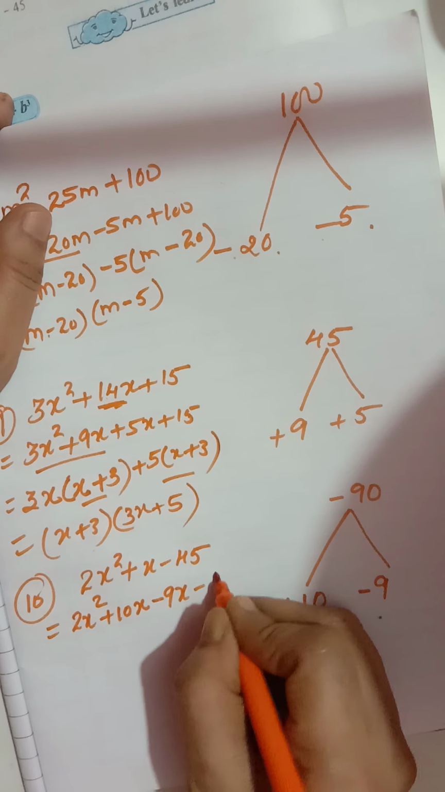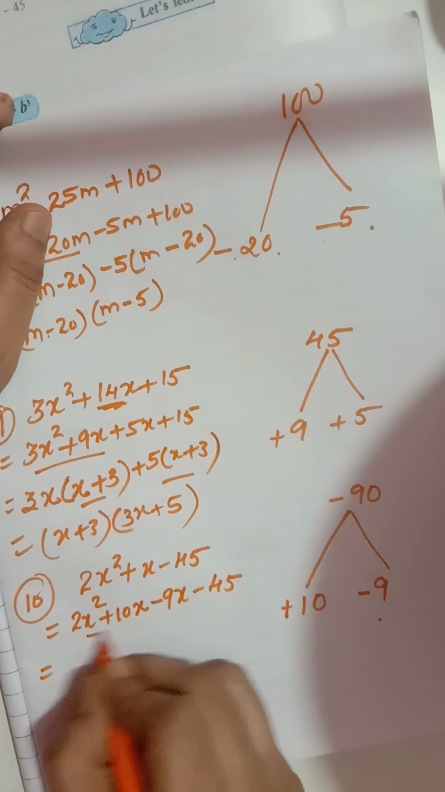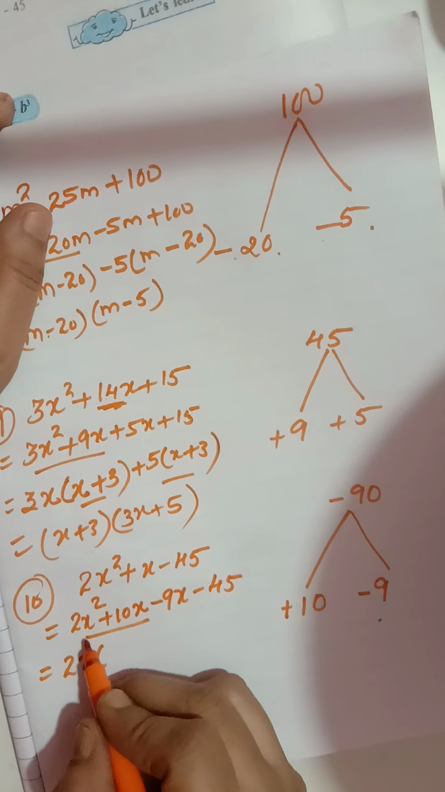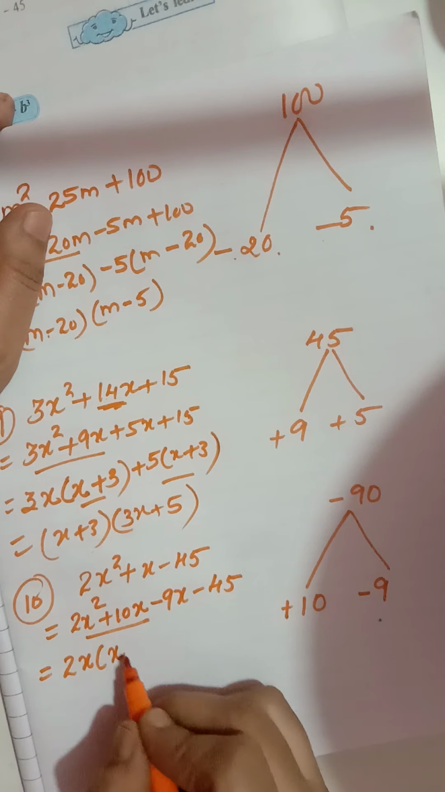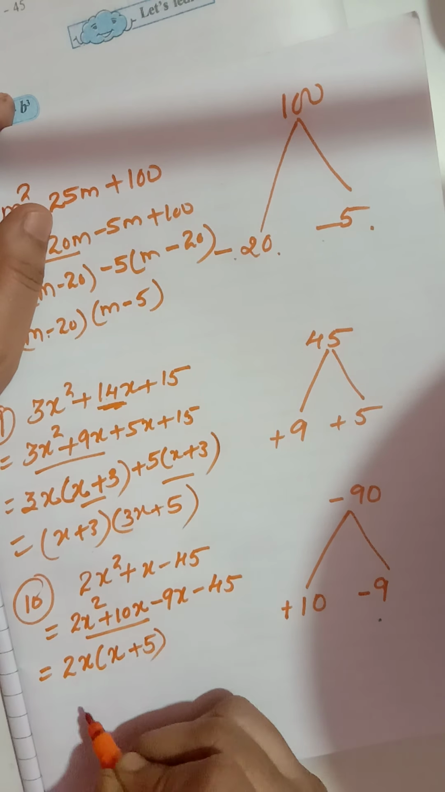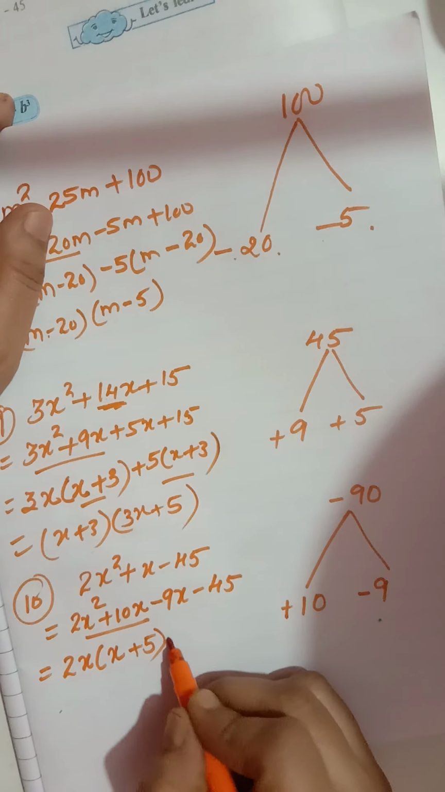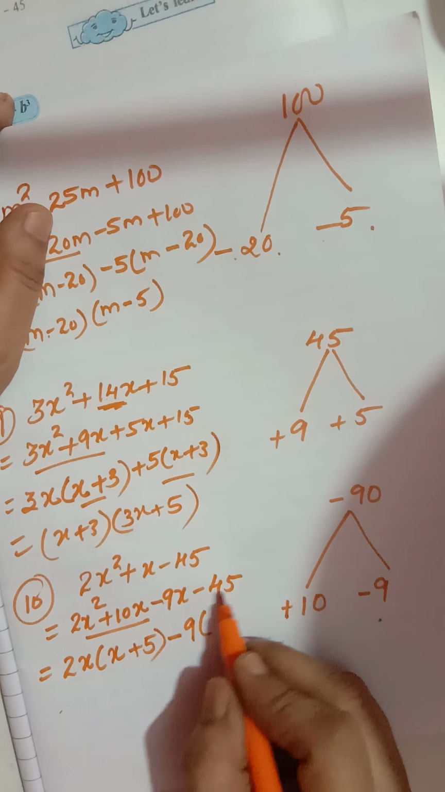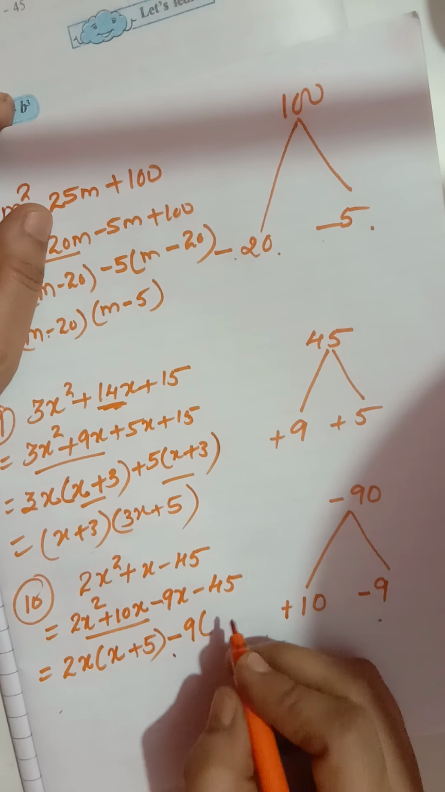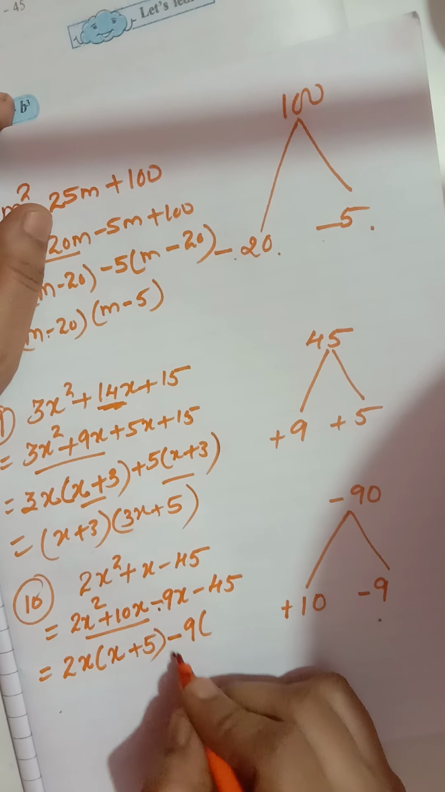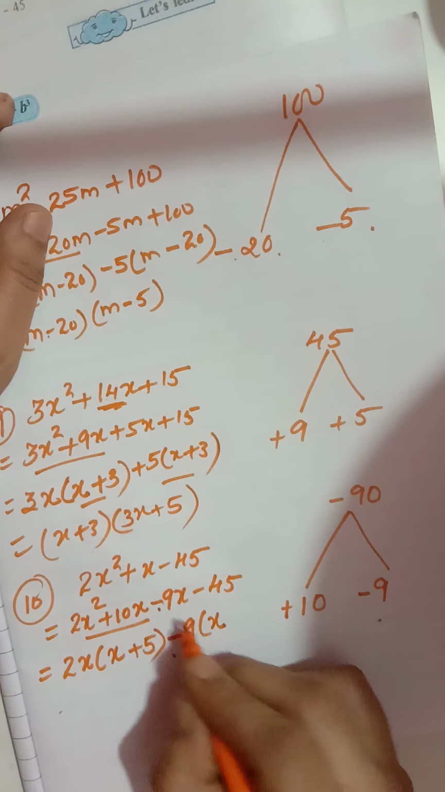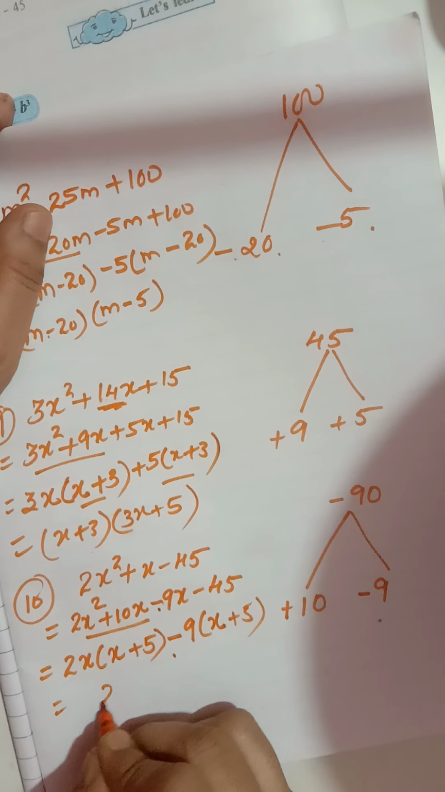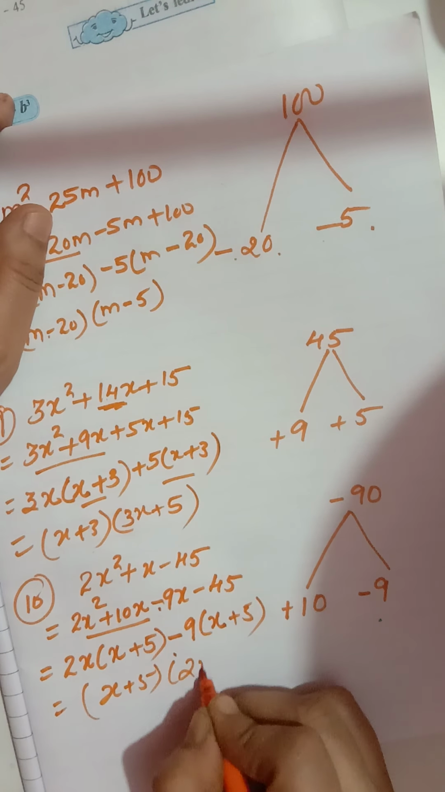minus 9x minus 45. Now from the first pair, 2 is common, x is common, 2x is common. What is remaining? Only x from here, plus 2 5s are 10. Now from here, minus 9 is common, x is not common, so minus 9 is common. Whatever sign is there in the middle, that you are taking out. Now what is remaining here? x. Since the minus sign is taken common, the sign changes, that becomes plus. So x plus 5 and this is 2x minus 9.